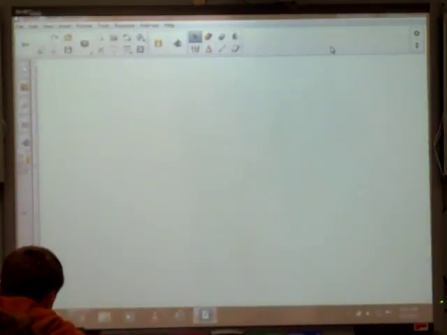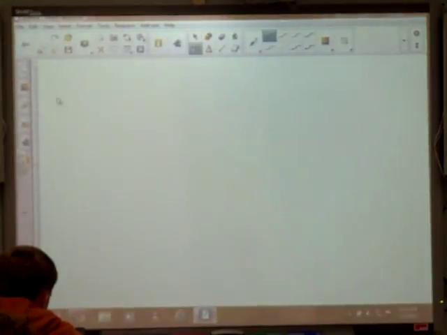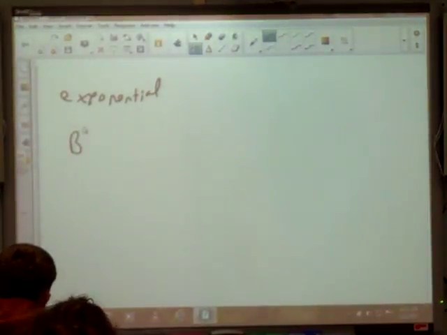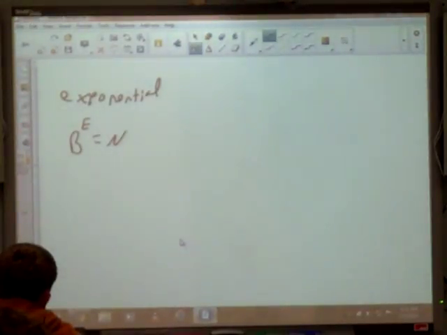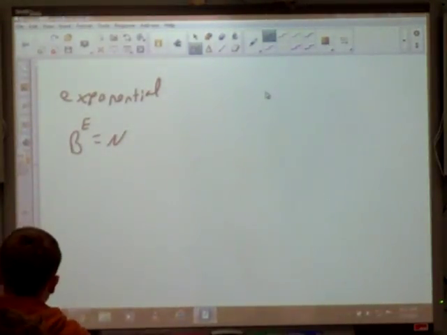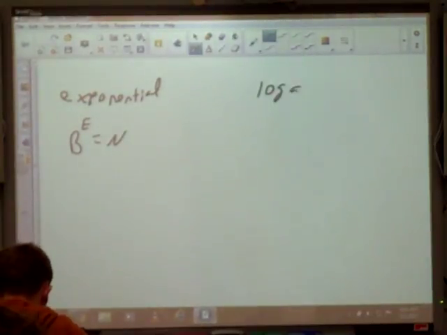Alright, yesterday we looked at exponential functions. I'm going to give you two forms that you need to write in your notes. Something written in exponential form is a base to an exponent is equal to a number. Okay, that's exponential form.